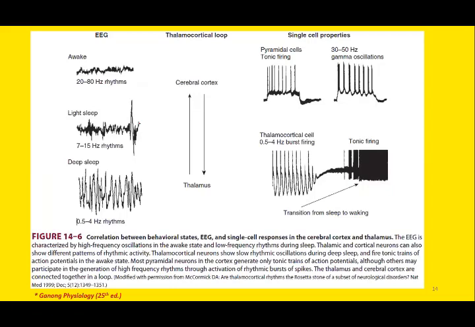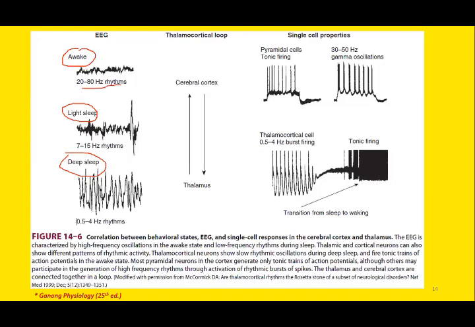Now, this figure is taken from Ganong's Review of Medical Physiology. Here you can compare different types of EEG bands in different states of mind. During the awake state, you can observe the EEG pattern. Then during the light sleep, and at the end during the deep sleep. And you can appreciate the frequency as well.